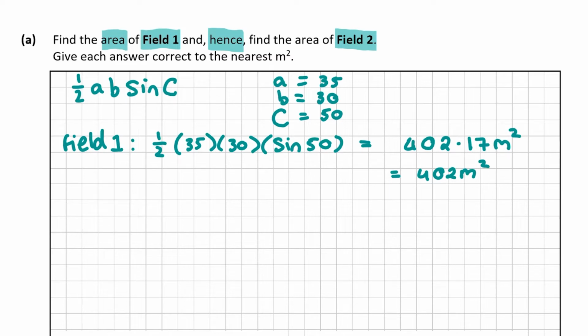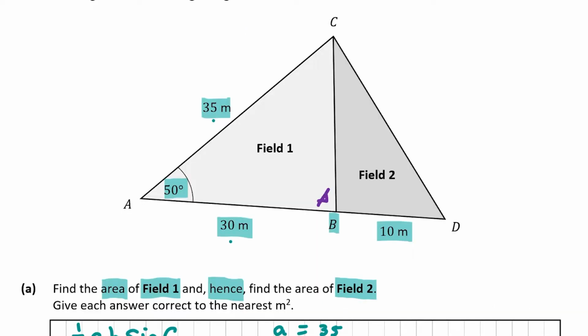So now, how are we going to work out the area of field 2 by using our answer for field 1? Let's have a look at the diagram again. Now, you can see here that you can use the same formula that we've just used to find field 1 to find the whole of field 1 and field 2. So what we're going to do is find the area of both fields and then take away the area of field 1 to find the area of field 2.